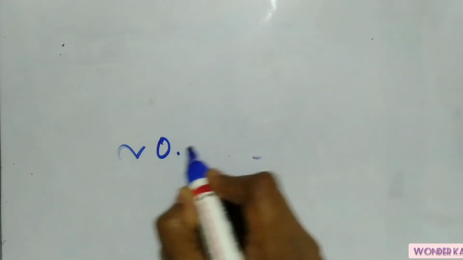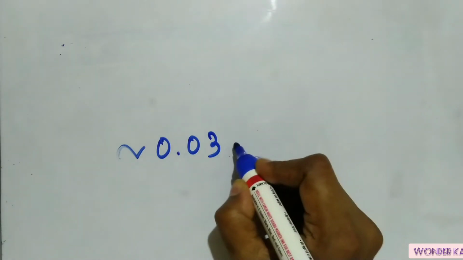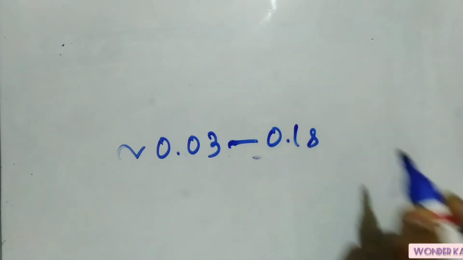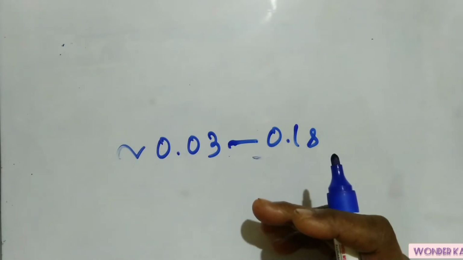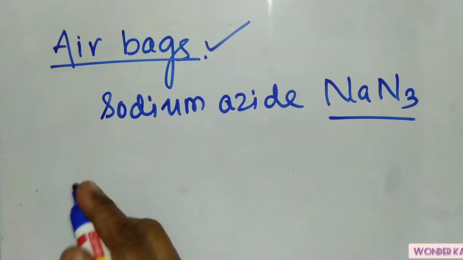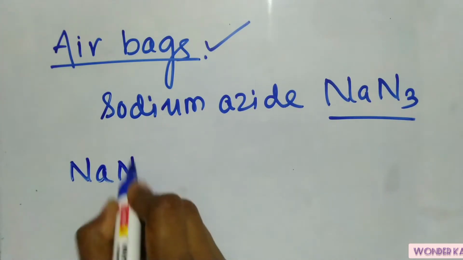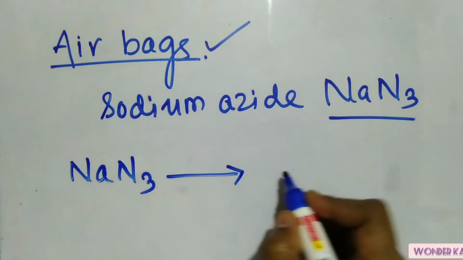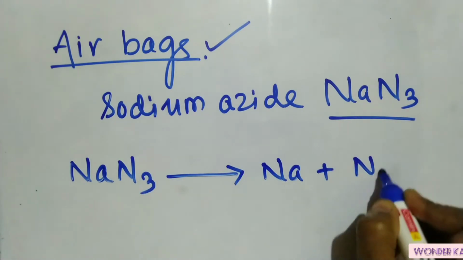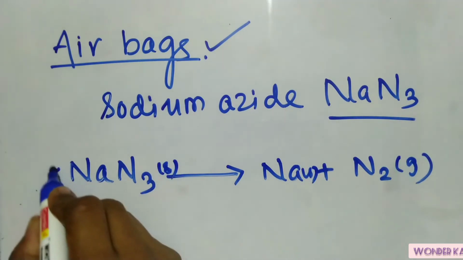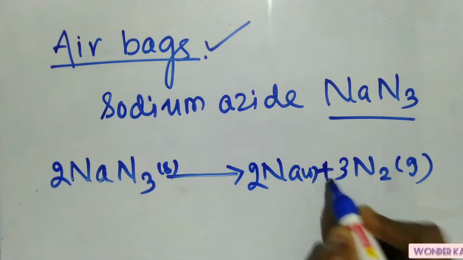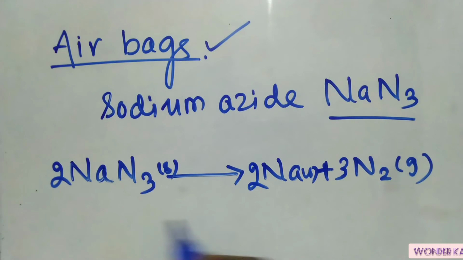This decomposition reaction is very fast, and within a fraction of a second, approximately 0.03 to 0.1 second, there is liberation of nitrogen from the decomposition of sodium azide. So this is the chemical reaction of the decomposition of sodium azide to give nitrogen gas. This is a solid, and the product is a gas. If we balance it, this is the balanced chemical equation.